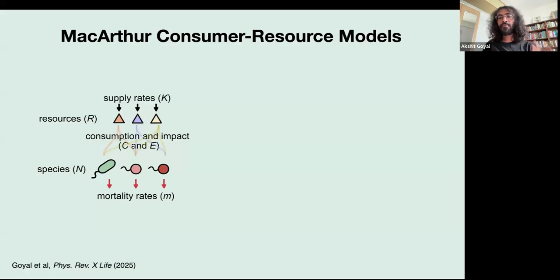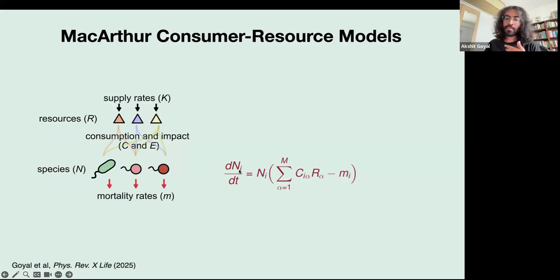To fully characterize this model, you need two sets of differential equations. One is a set of equations that tell you how species abundances change over time. That's n sub i, where N is the abundance of the species and the index i means species i. All this model is saying is that each species will grow by consuming different resources with some consumption coefficient C i alpha. Of course, that consumption depends on how much of resource alpha is available, and then they'll face some mortality because of which they might die.